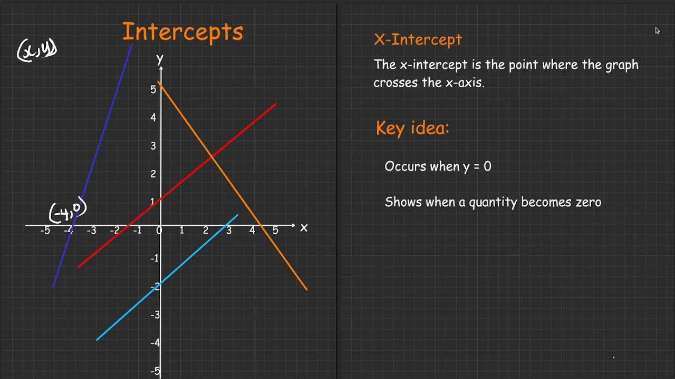So the x-intercept also has unique characteristics that are worth noting as well. The first being that it occurs when y is 0. As you might have seen in all that I wrote here, the y coordinate of all the points were what? 0. Now, it also shows when a quantity becomes 0. So these are the two intercepts you need to take note of.